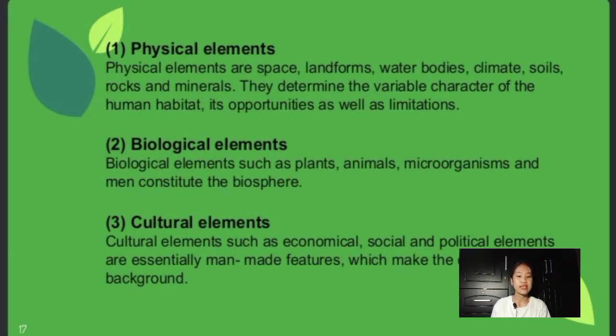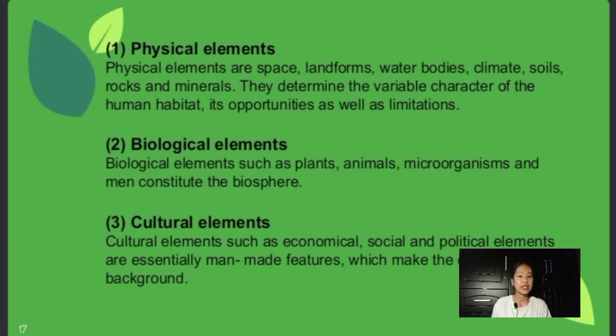soils, rocks, and minerals. They determine the variable character of the human habitat, its opportunities as well as limitations. So it also includes land, air, water, buildings, and other infrastructure, and all of the natural resources that provide our basic needs and opportunities for social and economic development.